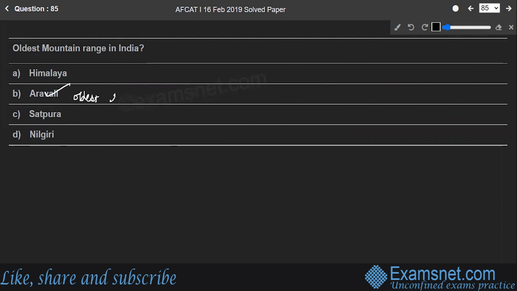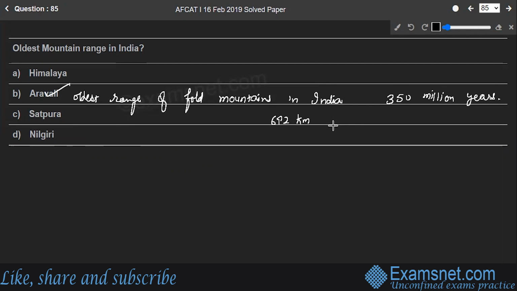Oldest range of fold mountains in India. The estimated age of Aravalli range, according to geologists, is 350 million years. As for now, the Aravalli range of mountains is approximately 692 kilometers in the northwest part of India. It starts from Delhi and passes through southern Haryana and across the states of Rajasthan, which ends in Gujarat. So Aravalli, option B, is the correct answer to this question.